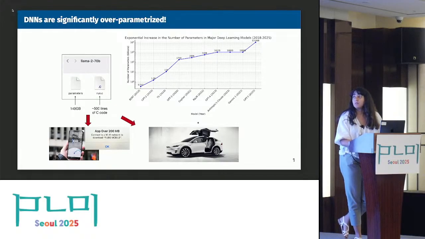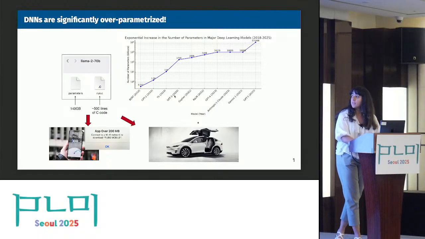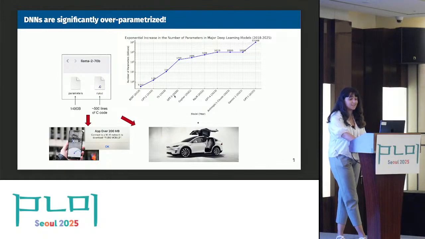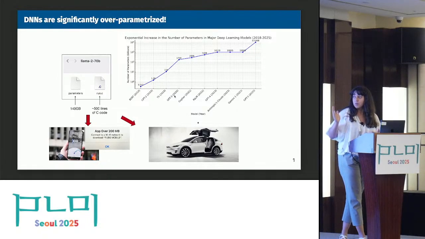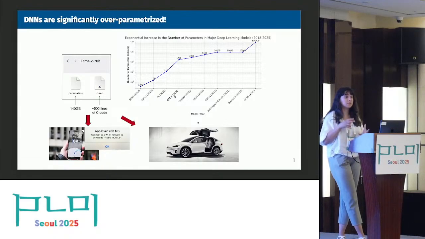So, as we all know, DNNs nowadays are massively over-parameterized. So, for example, if you take models like GPT-3 with more than 175 billion parameters, we have also models like Llama 2 with more than 70 billion parameters. So these huge numbers of parameters make such models hard to deploy on real-world embedded systems, especially that these systems have some limited resources. So here we talk about resources in energy, in memory, and bandwidth, etc.